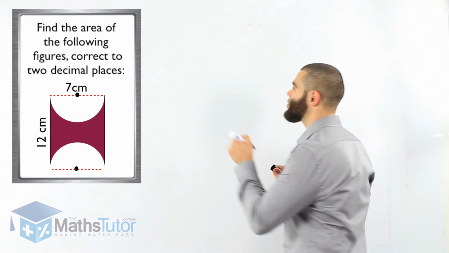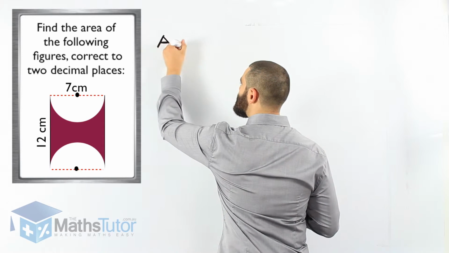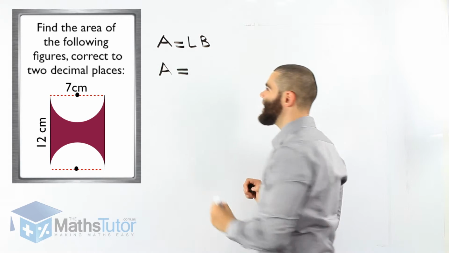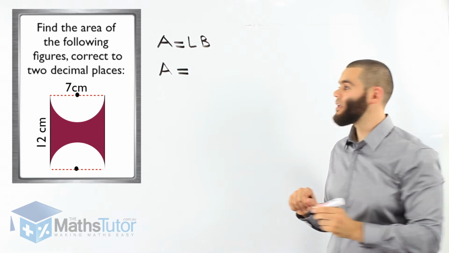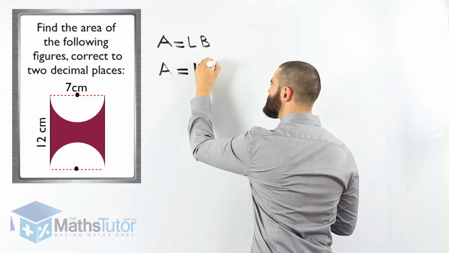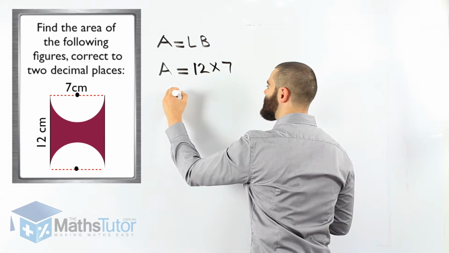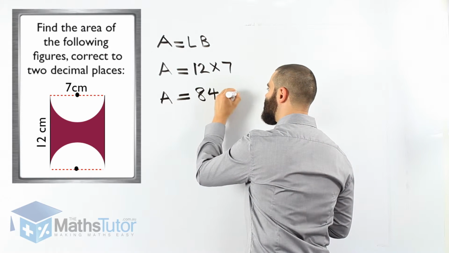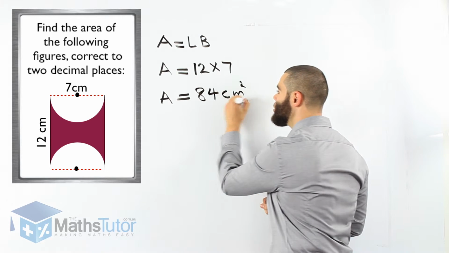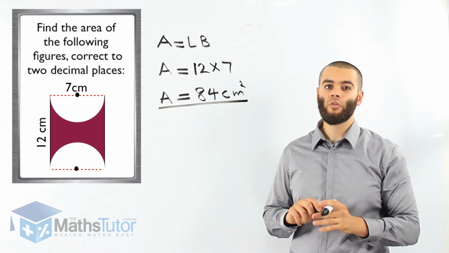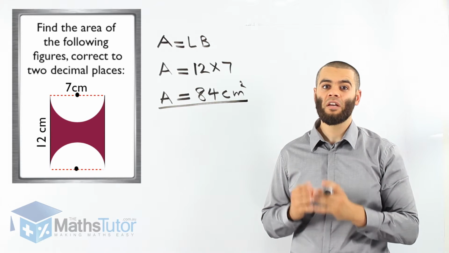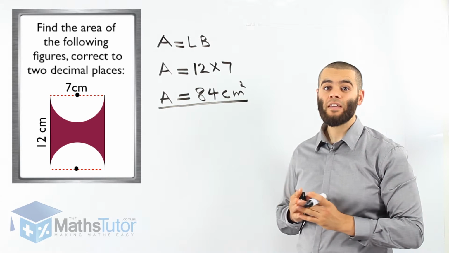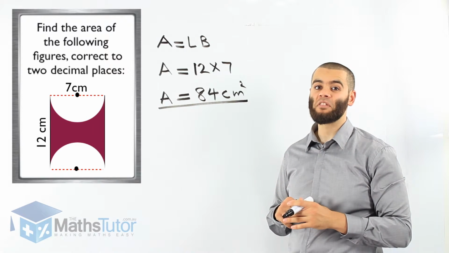The area of the rectangle, A equals LB, A equals length times breadth. The length is 12 and the breadth is 7. 12 times 7, 84 square centimeters. That is the total area of the rectangle before the two semicircles are cut out. Now we're going to take away the two semicircles.